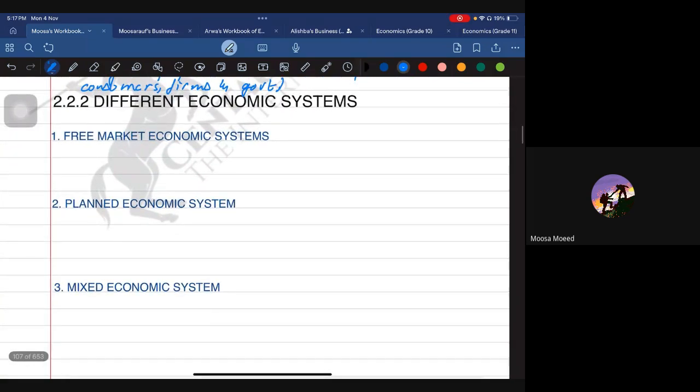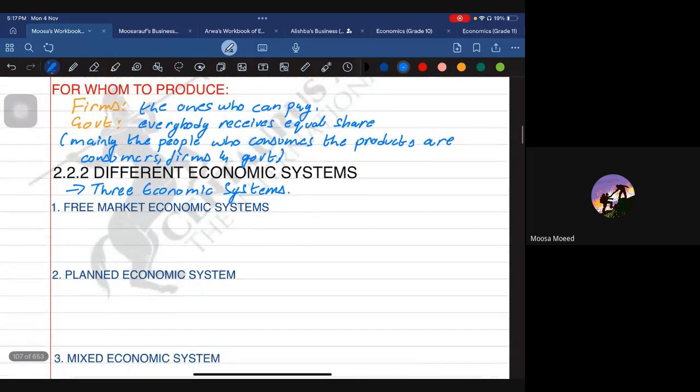So, there are three economic systems that we are going to talk about. The first one is free market economic system. Do you know what free market economy is? What sort of an economic system is this? No?